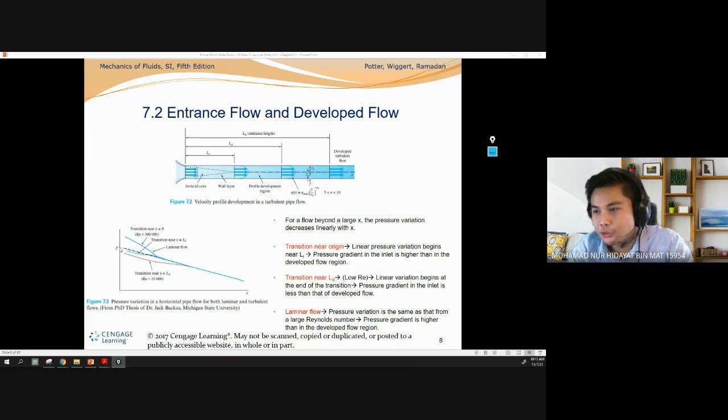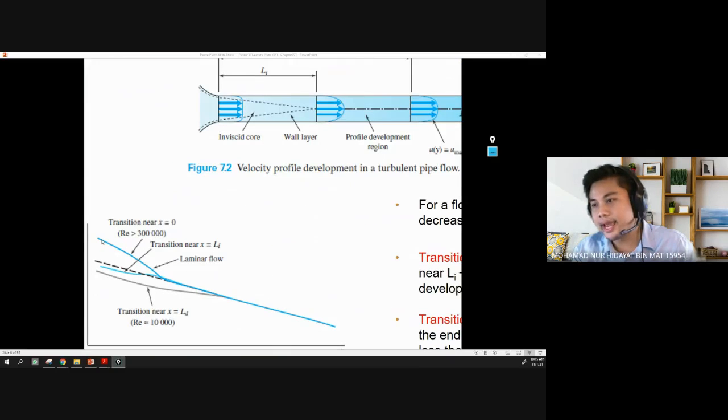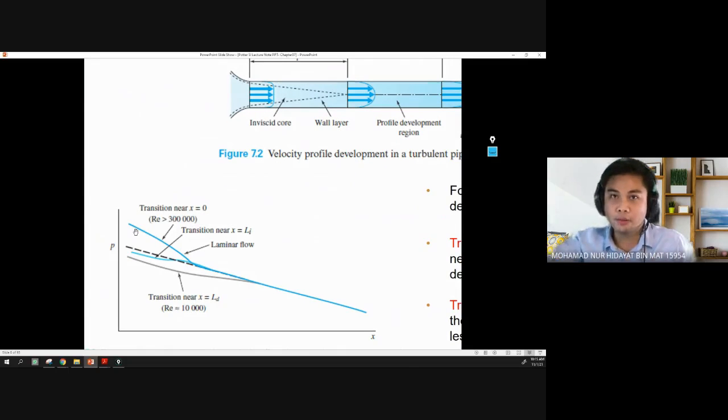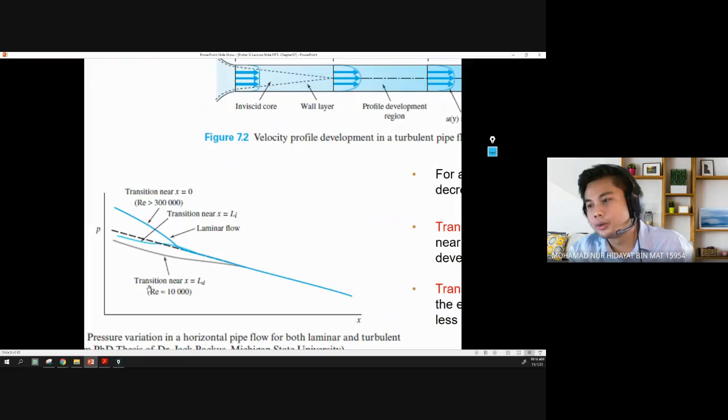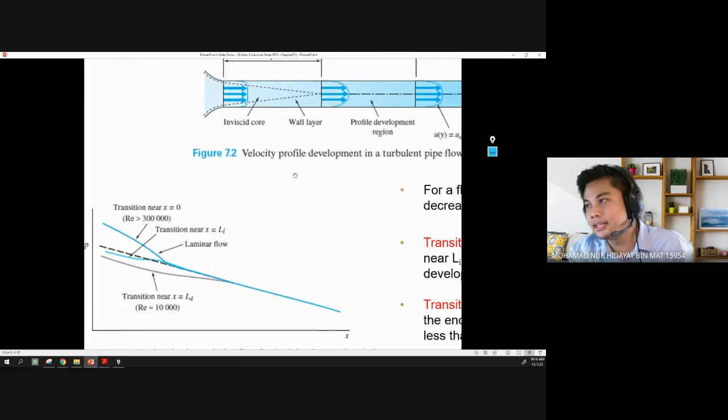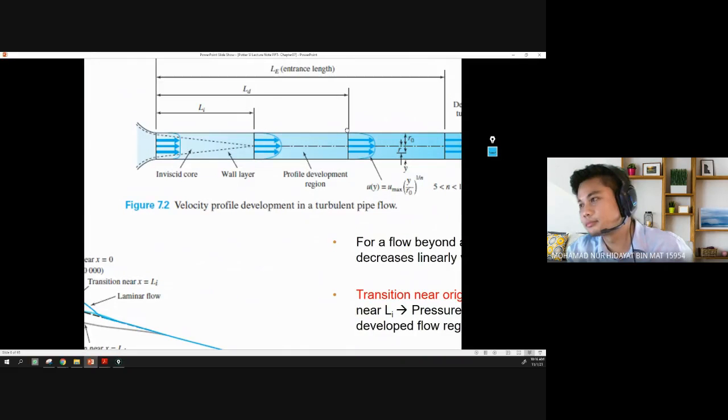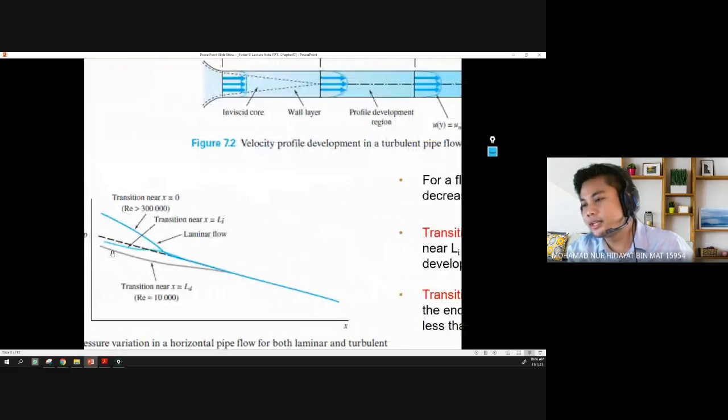Okay. So you can see here, this is the pressure versus the length, x. The more length, the more x, the pressure will drop steadily. However, at the initial x equal to 0, it has a very high pressure gradient. That means it dropped very fast, from higher to lower. The pressure gradient is very high at x equal to 0. When the transition is near x equal to LD, you can see LD here, the pressure gradient is quite small compared to x equal to 0.